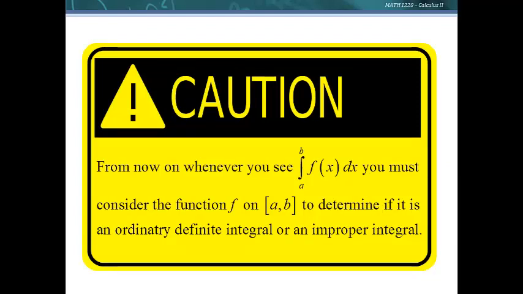Very important then. From now on, when we see this definite integral from a to b of f of x dx, we've got to consider what the function is doing on this interval, because maybe it's just an ordinary definite integral like we're used to, but it could be an improper integral if we have an infinite range on this interval.